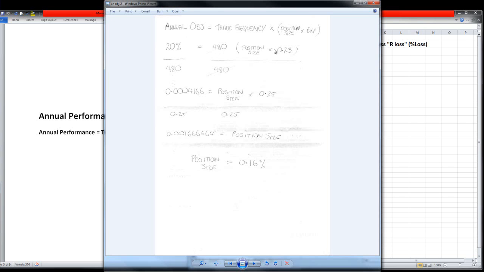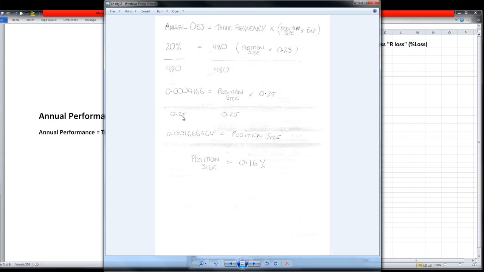Now it's just a matter of algebra, taking you back to your school days, as to working it out. So what we want to do is just break it down. First thing I want to do is divide both sides by 480 to get rid of this figure. So divide this by 480, divide that by 480. What I've done is 20% or 0.2 divided by 480 equals that figure there. So that means 0.000041666 equals position size times expectancy, 0.25. Again, divide both sides by that figure to knock that out.